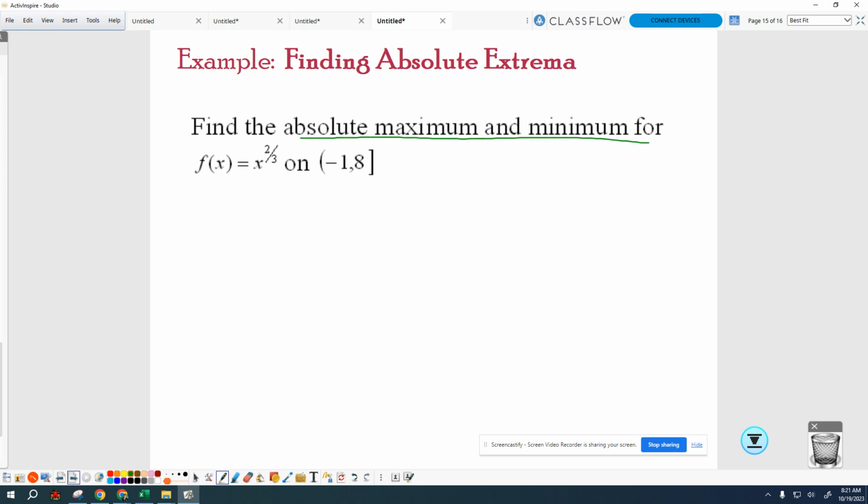So for this problem on this domain, which one is open and one is closed, what's the absolute max and absolute min?